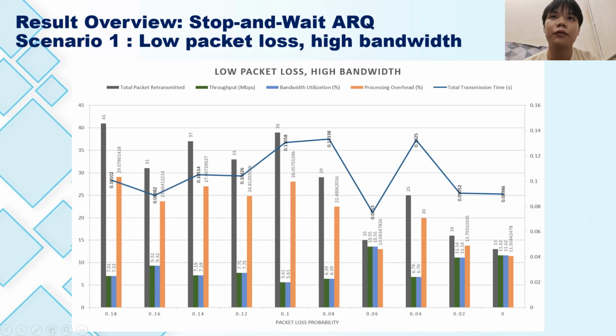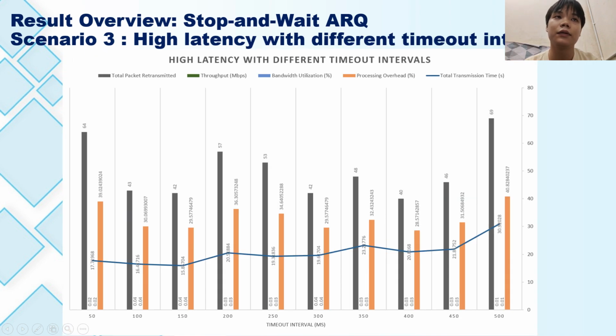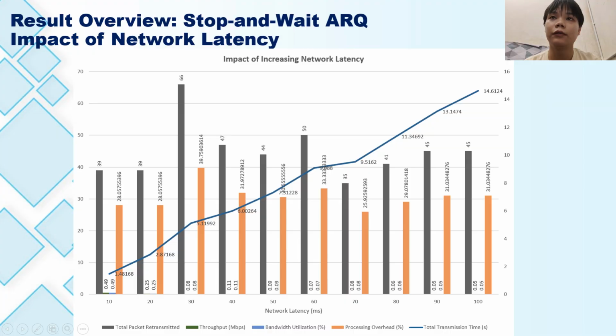So now we will go to the result overview for stop and wait ARQ, which is scenario 1, low packet loss, high bandwidth. And this is the second scenario, which is high packet loss, low bandwidth. The third scenario, high latency with different timeout intervals, and the impact of network latency for stop and wait ARQ.